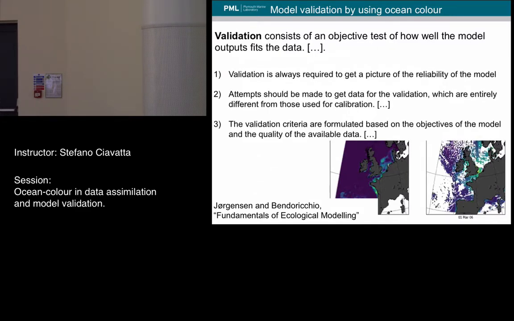Some key points. Anytime you are using a model, you should try to validate it, I mean to assess how reliable it is and how descriptive of your data it is. You should use data that are independent. It means, for example, if you have used a set of data to calibrate your model, that means to evaluate the values of the parameters, you should use a different data set to assess how this model performs. And validation criteria and methods should be targeted on the objective of your modeling exercise.